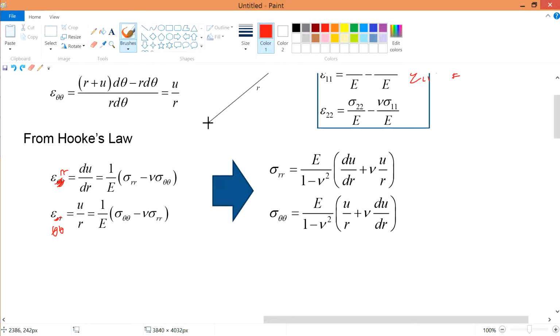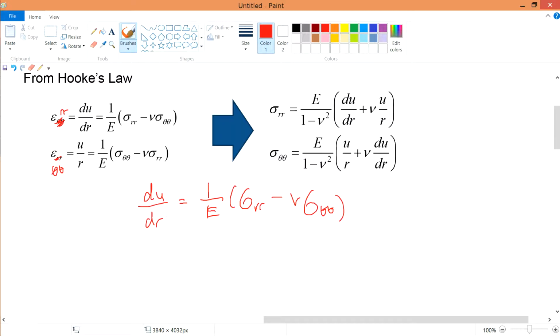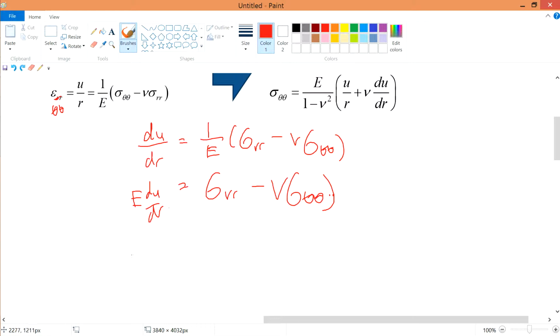So how do you change to stress now? Since we have the strain, how do we find the stress? We just simply sub in over here. What you do is rearrange only. So I'll just bring the E outwards. What I have is E du dr equals sigma RR minus v sigma theta theta. Then I bring this to the other side, I will have E du dr plus v sigma theta theta is equal to sigma RR.